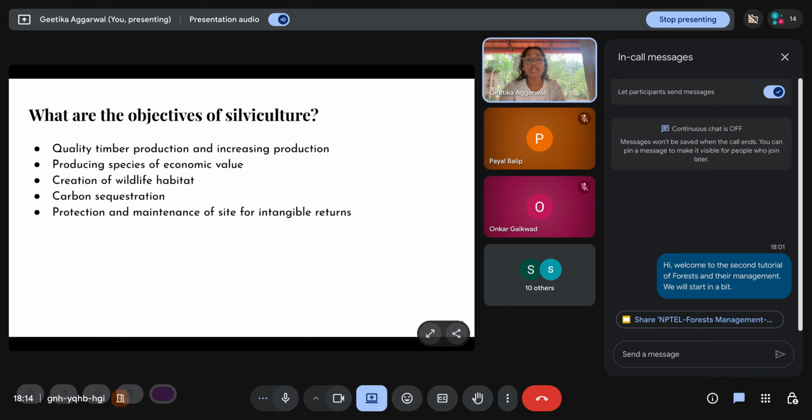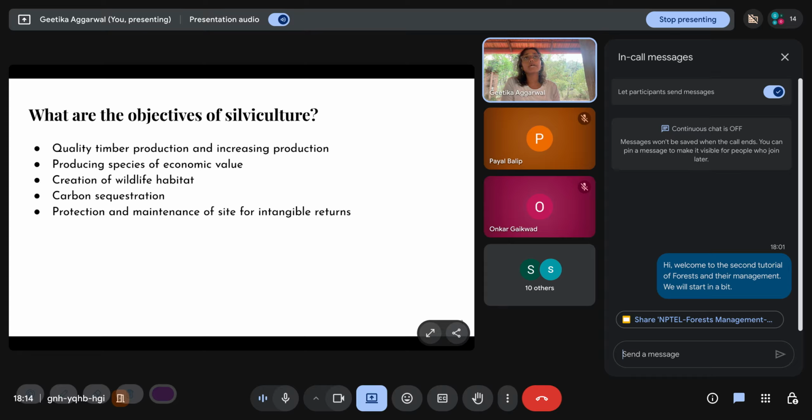Then it could be protection and maintenance of the site for intangible returns. We're trying to protect this site. We have this area with a very nice forest. It's a very quaint, serene place, and we just want to maintain this site for now for some intangible returns that we might get in the future. One of the intangible returns, like we talked about in the last class, was bequest value. We want to just leave this land to be available for use for the future generations. So maybe that is one of the returns we want.